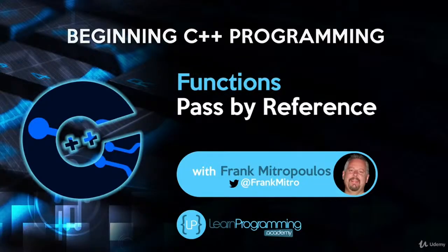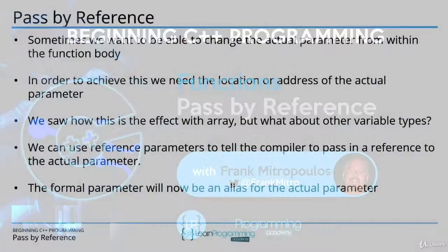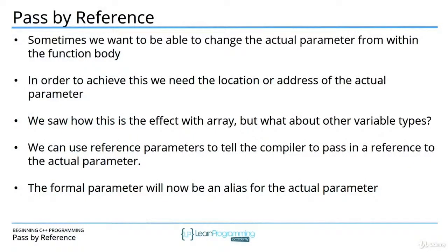So far, we've seen that when we pass a parameter into a function, the default is pass by value. That means a copy of the actual parameter is made. We also saw that when we pass an array into a function, we don't make a copy. Instead, we use the location of the array, which means we can change it from within the function.